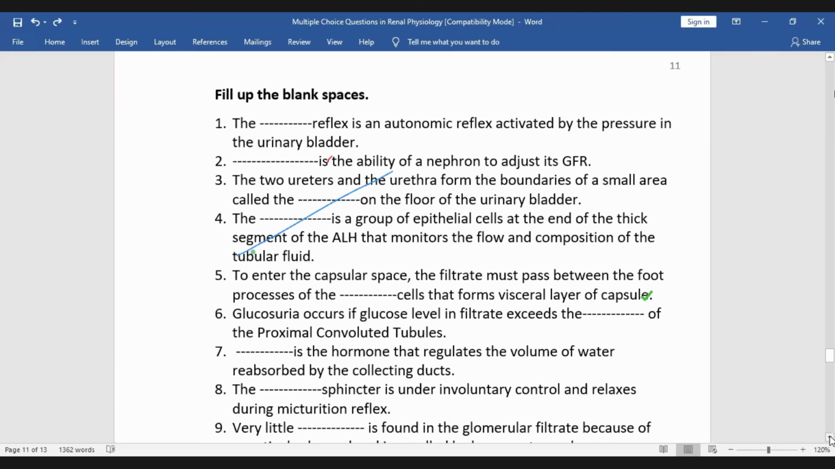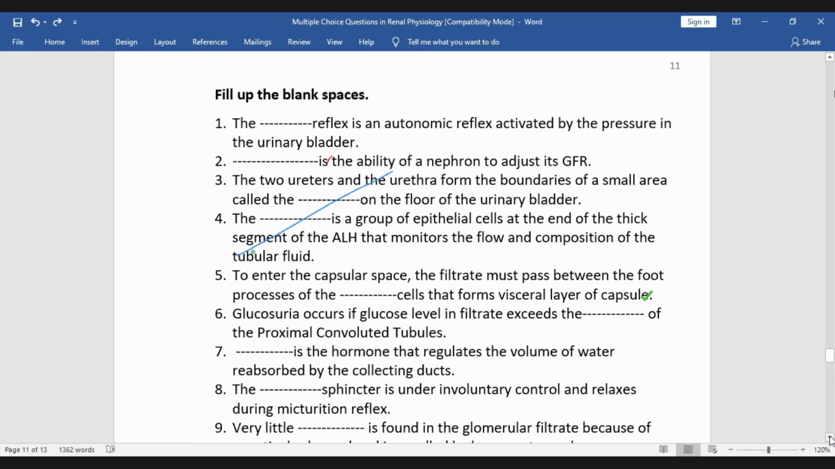The reflex is an autonomic reflex activated by pressure in the urinary bladder. What is the name of this reflex? Micturition reflex. Yes, that's right. The second one: blank is the ability of the nephron to adjust GFR. What is to be filled here? Tubuloglomerular feedback is the ability of the nephron to adjust its own GFR.